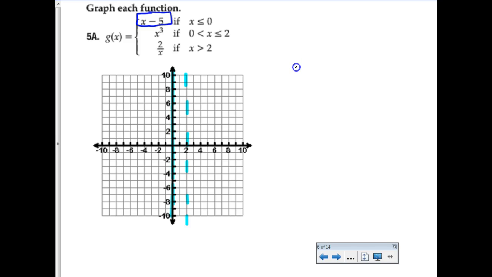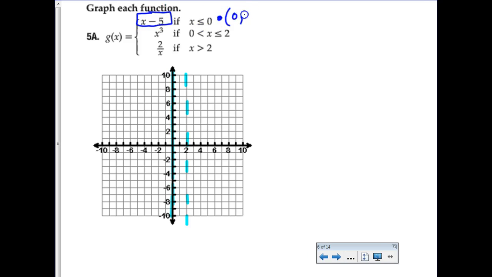Guys, that's just a line. That's a line with a slope of 1 and a y-intercept at -5. So we're going to be able to graph this really well, but you have to be careful with piecewise functions that you're only graphing the part of the function that you need. So at 0, we're going to have an actual ordered pair because it says equal to. Go ahead and plug in a 0.